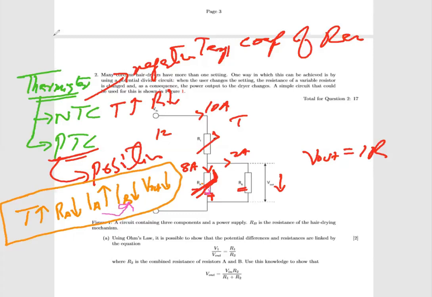Okay, this one. If RA decreases, more current will flow across this resistor. So automatically, this current will get decreased. If this increases, this will decrease, according to KCL.